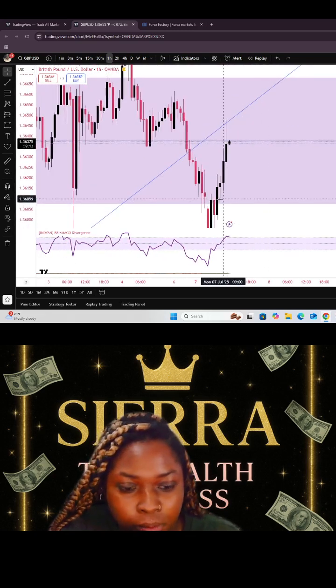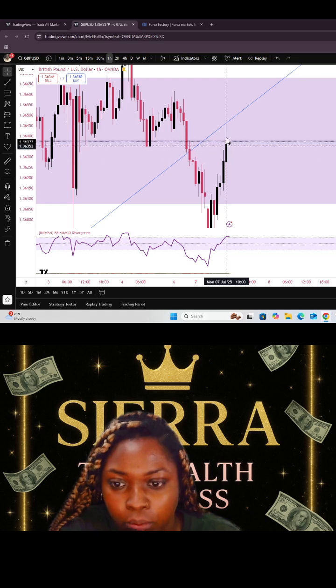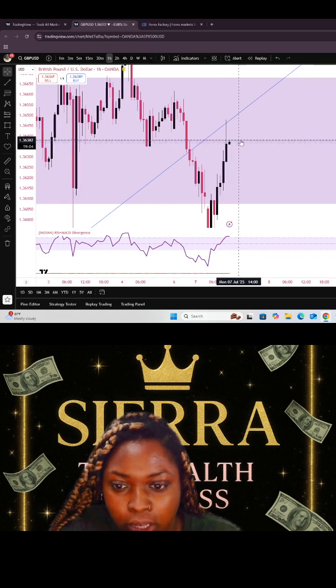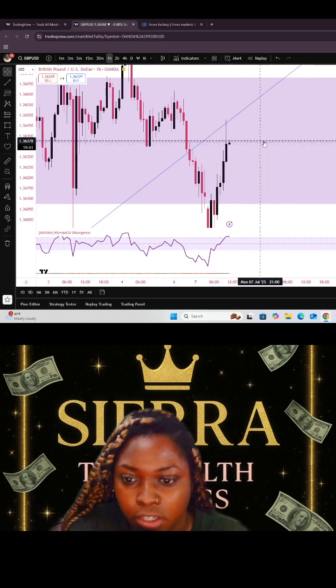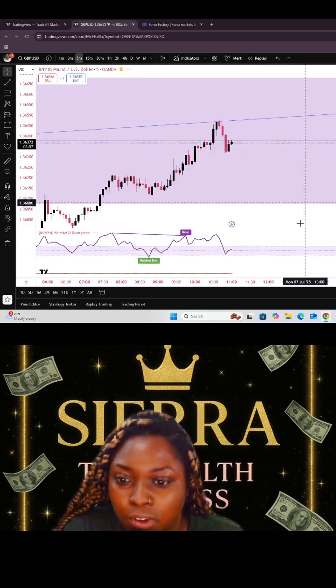This isn't a pin bar because price didn't close down here. Price opened here, moved up to the trend line, rejected the trend line, and closed underneath this zone here. Now we're still waiting. Let's go down to the 5-minute.